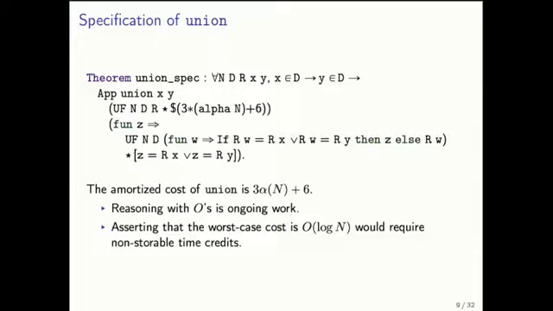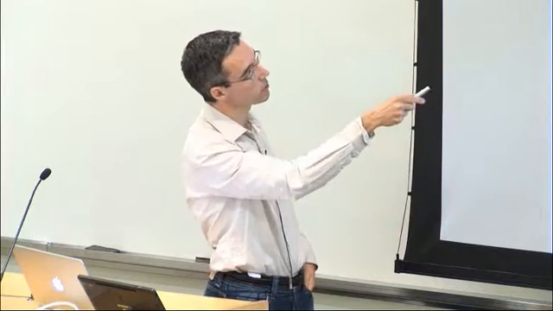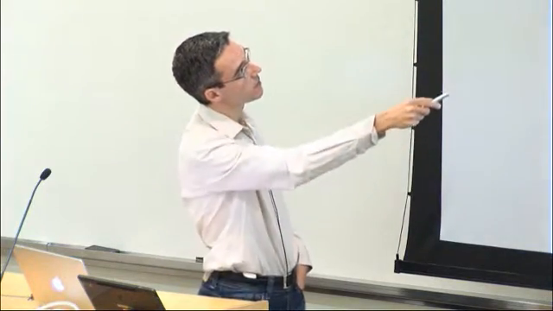And the other operations have analogous specifications, so I don't think we need to read them in detail. But again, we'll see a precondition and a postcondition. And again, we see the number of credits that must be passed in. So this one happens to require 3 alpha of n plus 6 credits. And that's a bit more concrete than we would like. Of course, we'd like to say it's big O of alpha of n.